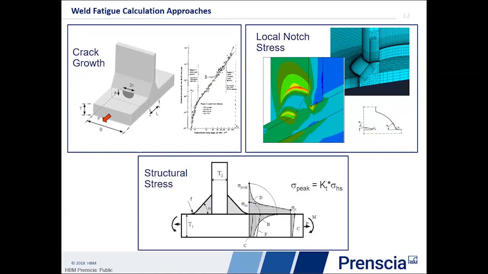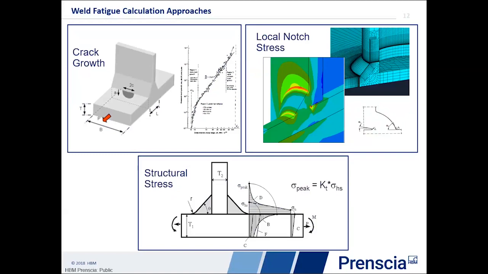There's another approach, local notch stress, where we're modeling the welds in pretty fair detail, trying to describe as close as possible the stress at the critical locations. Now, this is very difficult to do, again, because of the geometry of the weld toe, but this is another approach. The third approach, and the one that historically we have used, is using structural stresses as a damage parameter.